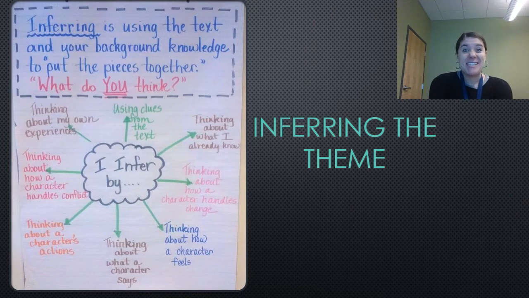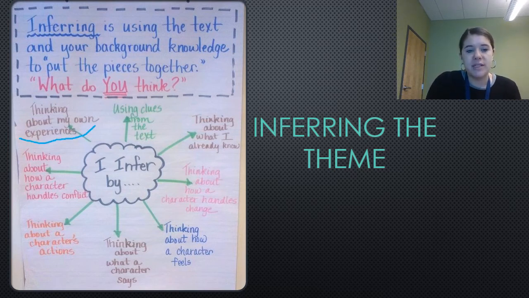All right, guys, so we just kind of used a big word, inferring, right? Inferring is using the text in addition to the background knowledge that you have to put the pieces of the book all together. It's really essentially answering the question, what do you think? When you infer, you are making conclusions about all of the pieces of the story, as well as using background knowledge that you have to create this new idea.